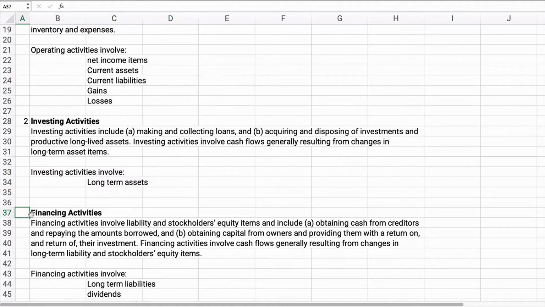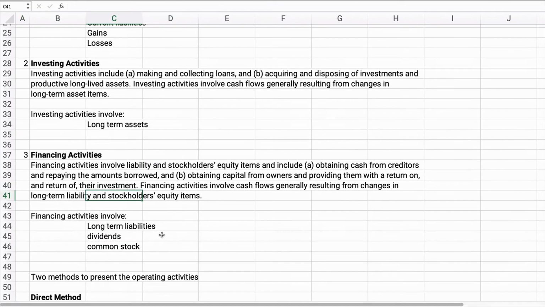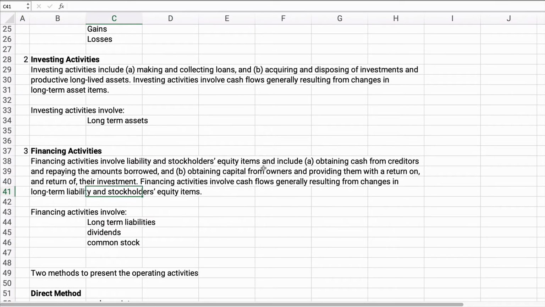The third one is financing activities. Now, financing activities is anything involving we're borrowing money, we're paying money back, we're obtaining capital by issuing stock or paying dividends. So the way to think about this one is any long-term liabilities, any dividends, common stock, preferred stock would be in this category too.